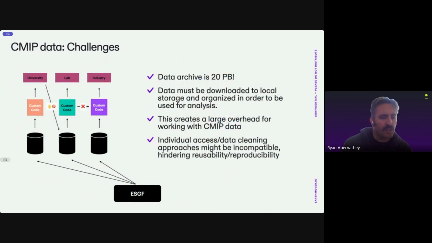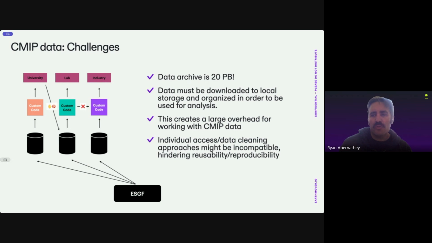Here are some of the challenges that we see when working with CMIP data, and this could really be generalized to Earth system data in general. One, there's just a huge amount of data. CMIP comprises over 20 petabytes of data. In order to work with that data, you have to download it into some local storage and organize it in order to actually start computing on it and using it for analysis. This creates a really large overhead for working with CMIP data.